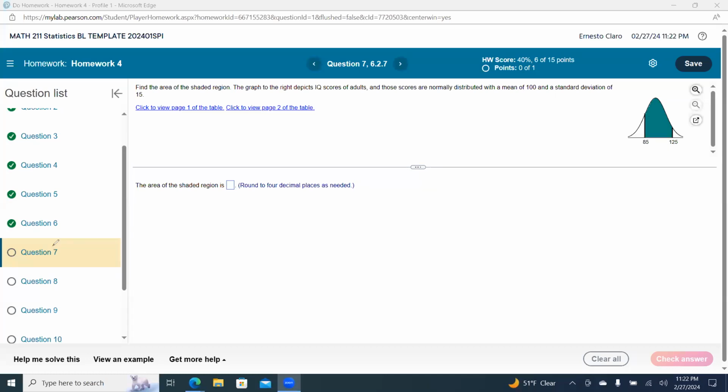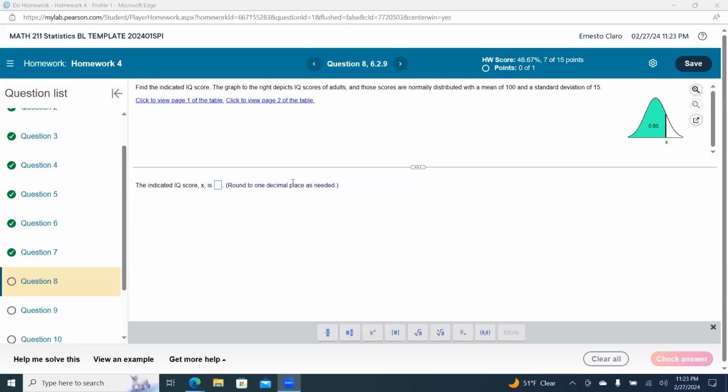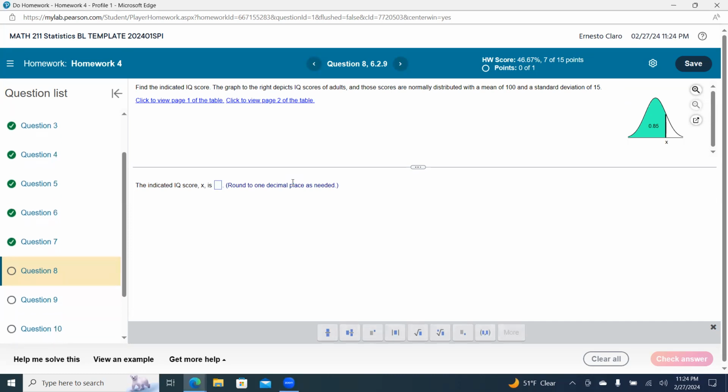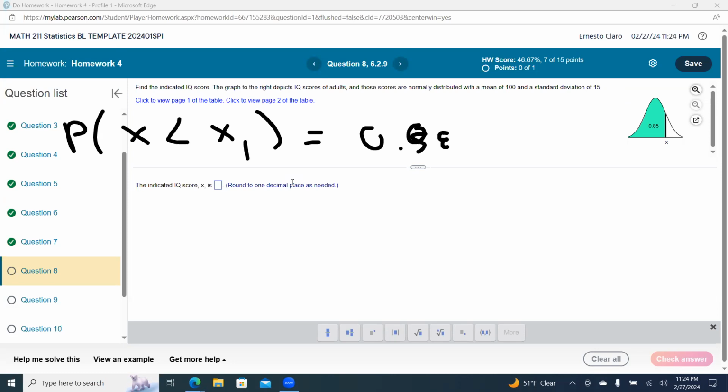Yeah, so we have normal CDF 85 to 125. So this one would be the probability that x equals 85. Okay, yeah, so it's like the probability that x is less than some x value, and we're trying to find that x value where the probability equals 0.85. Yeah, so do inverse norm.